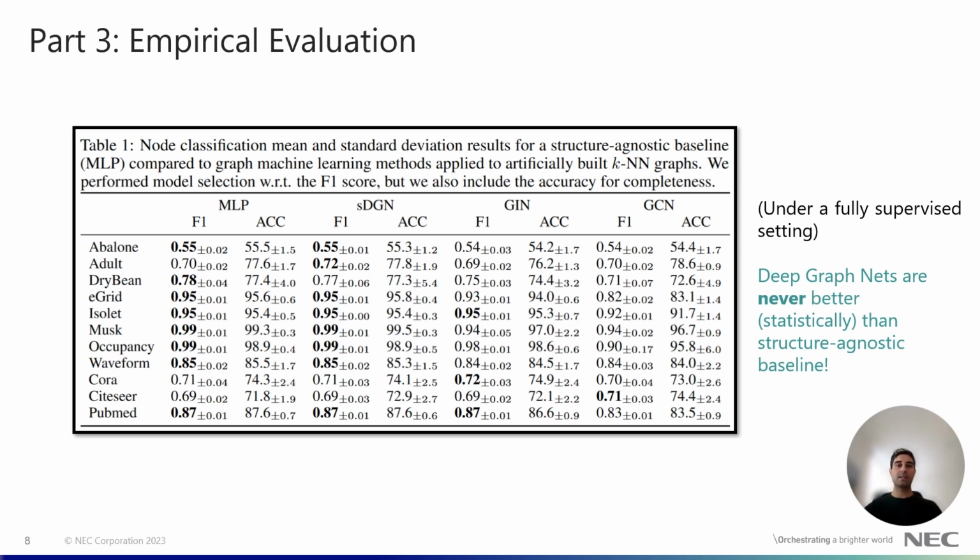But the main result here is that under the fully supervised setting, so when we have enough training labels, a multilayer perceptron is always better and never statistically worse than the graph-based models. So that puts into question whether or not it is really helpful to convert a tabular classification problem into a node classification problem by using k-nearest neighbor graphs or nearest neighbor graphs in general.